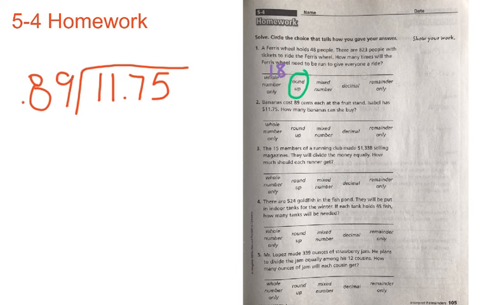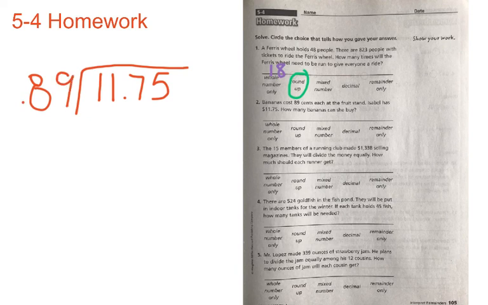Look at number 2. Bananas cost 89 cents each at the fruit stand. Isabel has $11.75. How many bananas can she buy? Well, it's another division problem, so we're going to have to look at our total amount of money. We have $11.75 total to spend. We have to divide that by 89 cents, so it's 0.89. Don't forget your decimal points.